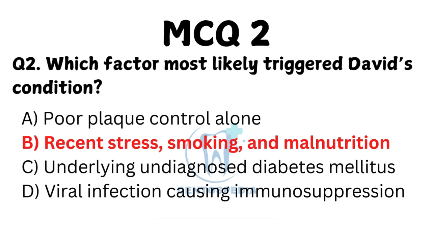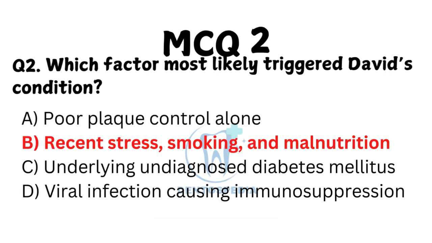Now the other options. Poor plaque control contributes but does not explain the acute onset and severity on its own. Diabetes is a systemic risk factor for chronic or generalized periodontitis, not the typical presentation of NUG. Viral infections may predispose to immunosuppression, but they are not the main cause here.